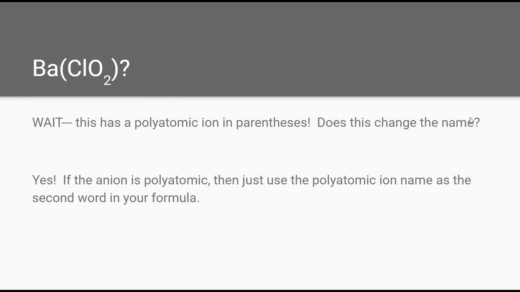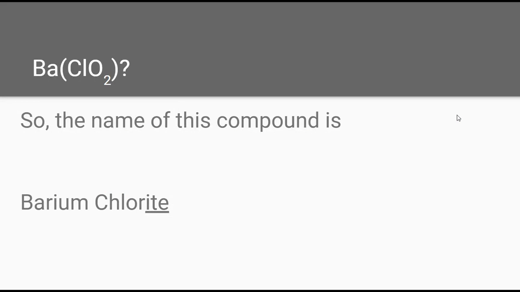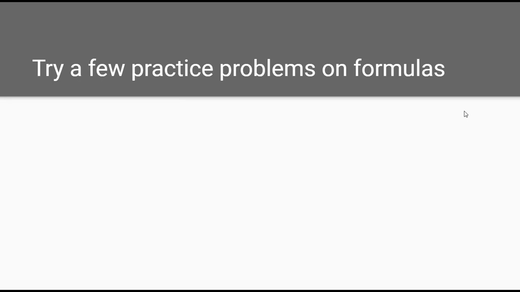Here's a new formula. Ba(ClO2)... this contains a polyatomic ion. Does this change the name? Well, yes. You would still name the metal ion first, but since the anion is polyatomic, you would simply use the polyatomic ion name as the second word in your formula. So this formula would be barium chlorite, because barium is the name of the metal ion and chlorite is the name of the polyatomic ion. Now would be a good time for you to try some practice problems.